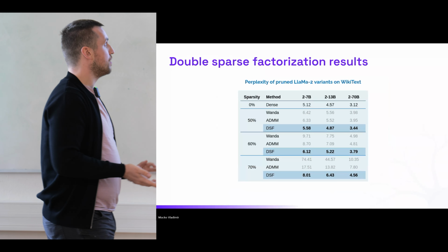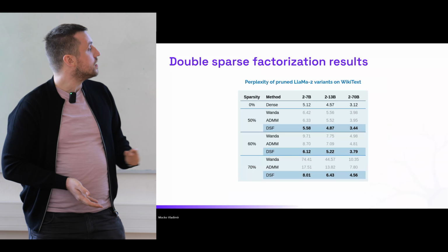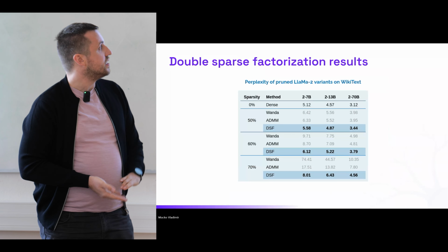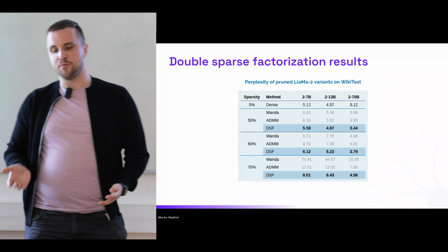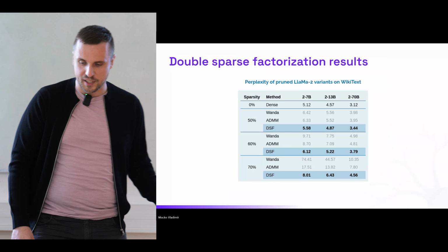Okay, but how does this work, or how well does it perform? Again, we are looking at the Wikitext perplexity, or perplexity on the Wikitext dataset. And again, we see that all the lowest numbers are in bold and all the bold numbers are in the double sparse factorization column.